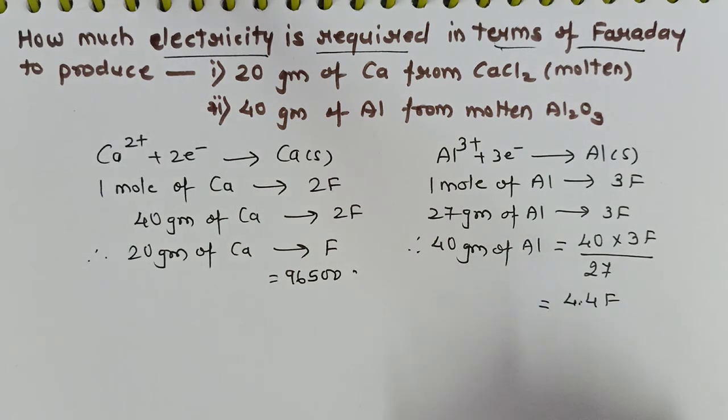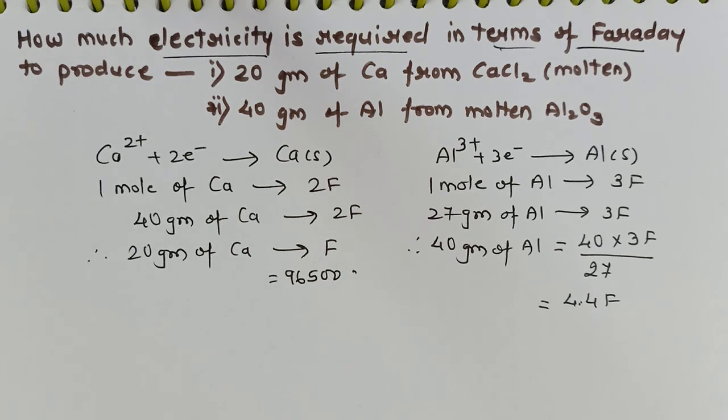So again I will say the numericals based on Faraday's law are the easy ones. Simply you have to remember one formula, W equals ZIT upon 96,500, and you must be able to calculate Faraday, that is, you must be able to calculate how many electrons are required for the reduction of that particular element. That's all for the day.